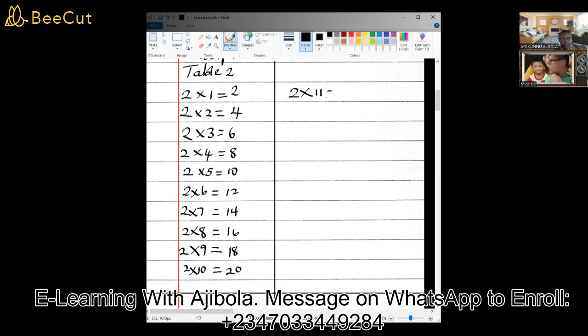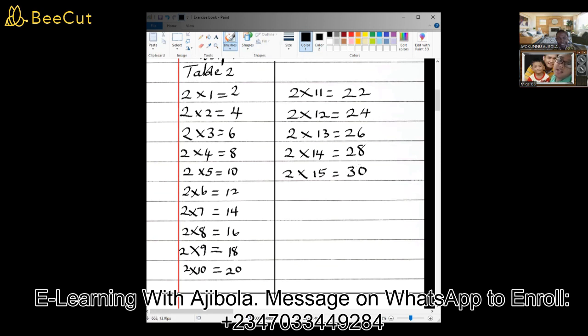2 times 11 is 22. Very good. What is 2 times 12? 24. Good. So we can continue like that. Is that clear? Okay. 2 times 13 is 26. What about 2 times 14? 28. What about 2 times 15? That's 30.